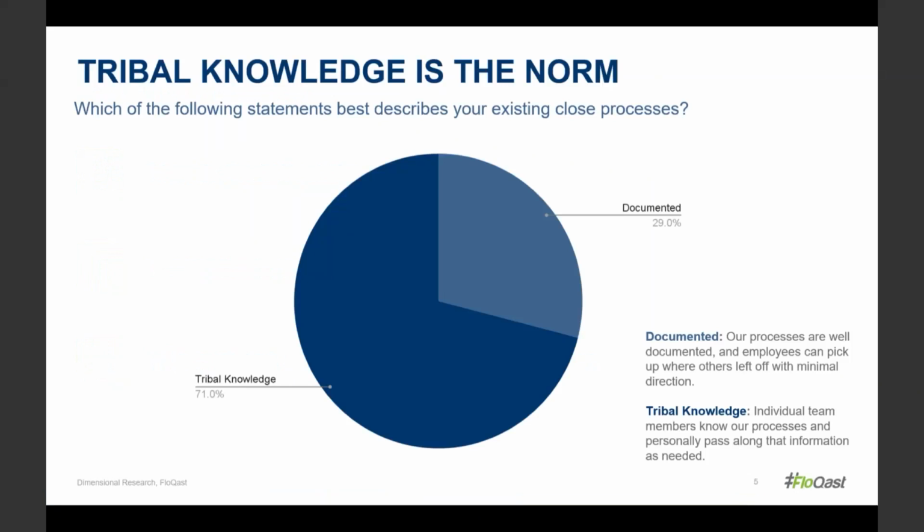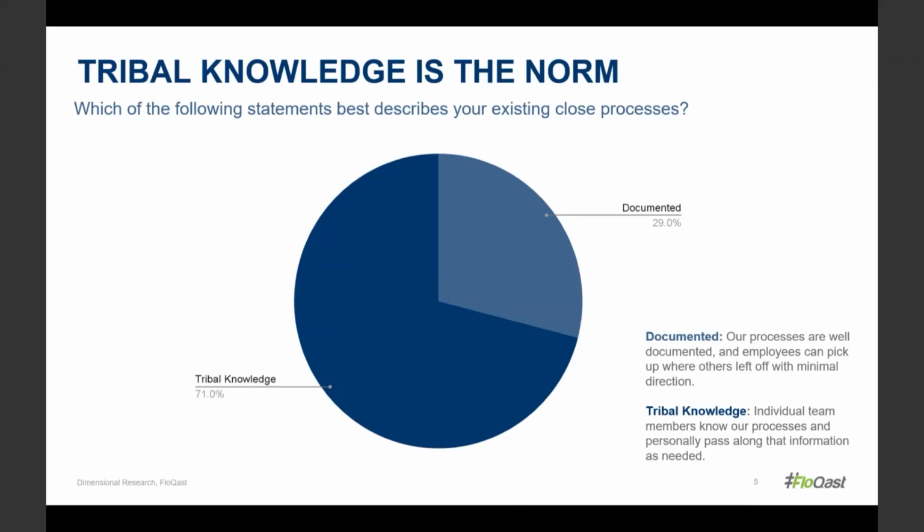Starting on the workflow side of things, I want to start with a little data that we've gathered. So we conducted a survey with Dimensional Research. We asked mid-market accounting teams, which of the following statements best describes your existing close process? And we found that 71% of accounting teams were not documenting their month-end close procedures. They actually indicated on the survey that their existing close process was tribal knowledge amongst the team, meaning, simply put, that it lived in their head.